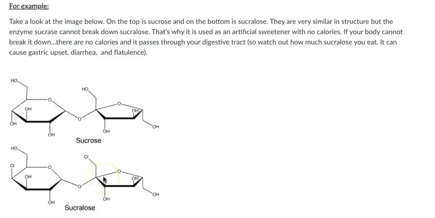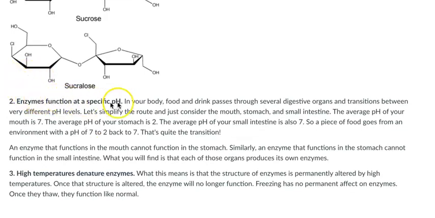Okay. And then here's enzymes function at a specific pH. Again, this is a very important concept to understand about our digestive enzymes. We will have multiple digestive enzymes that break down similar substrates to get them fully broken down, because food moves from our mouth, which has a pH of roughly 7, to your stomach, which has a pH of about 2, back to your intestines, where again the pH is roughly 7. Going from a pH of 7 to 2 and back to 7, those are huge changes.